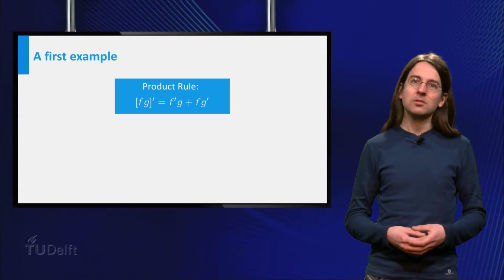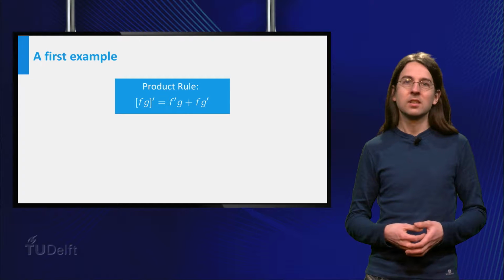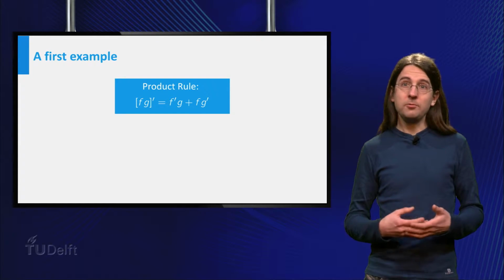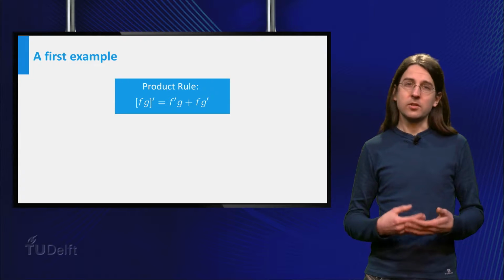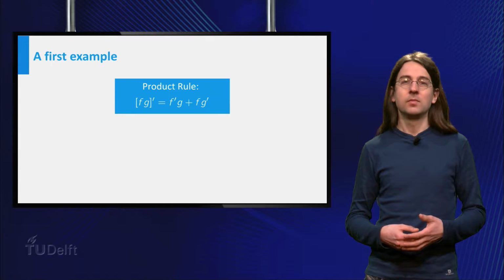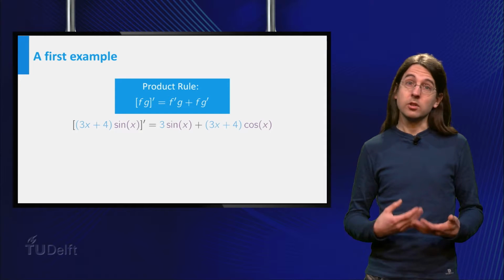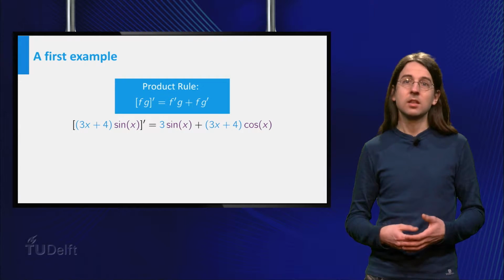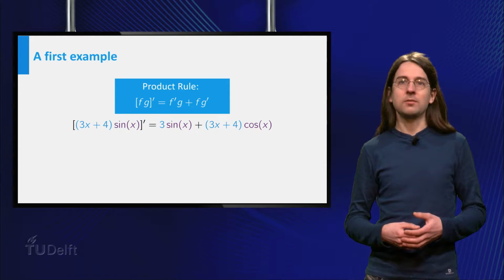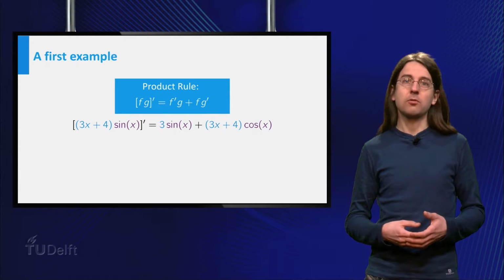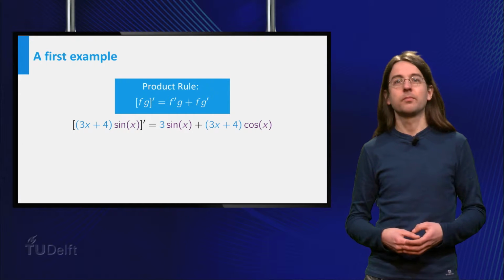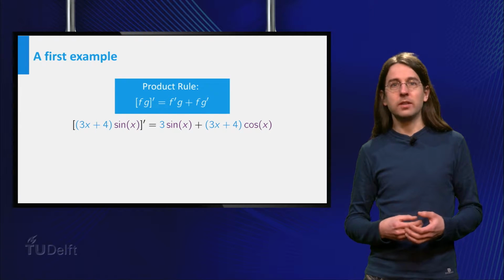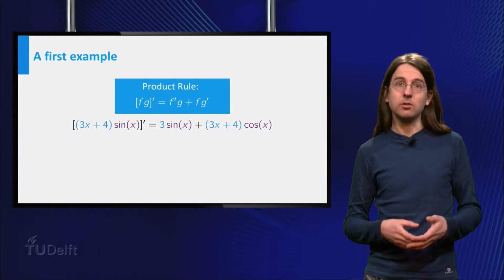Speaking of the product rule, let us recall it. The derivative of f times g equals f prime times g plus f times g prime. Thus, for example, the derivative of (3x + 4) times sine of x equals 3 times the sine of x plus (3x + 4) times the cosine of x. We can now use this observation to calculate a primitive function of (3x + 4) times cosine of x.